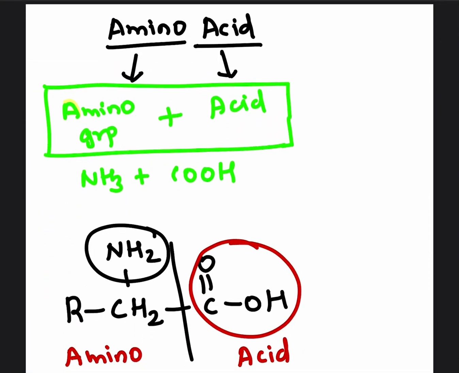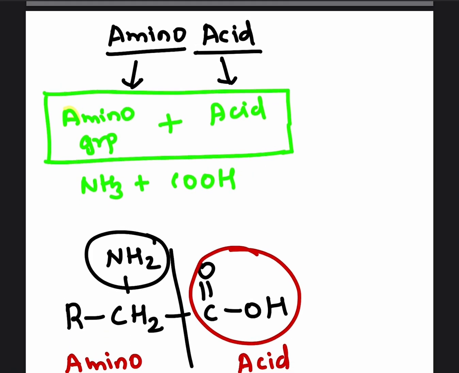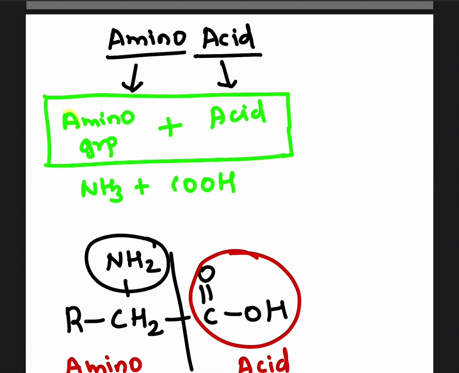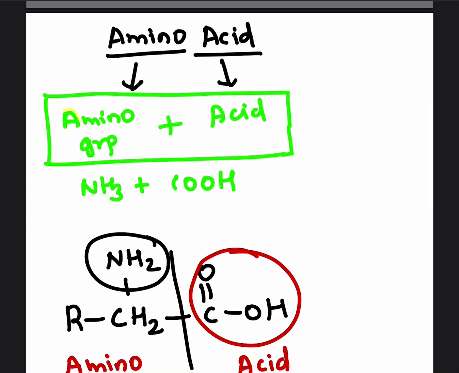So let's get started with the topic amino acids. Basically, you will learn what exactly amino acids are. Now let's split the word and see what exactly an amino acid is. As you can see, I have mentioned here that amino means there is a presence of an amino group within the structure, and an acid group.